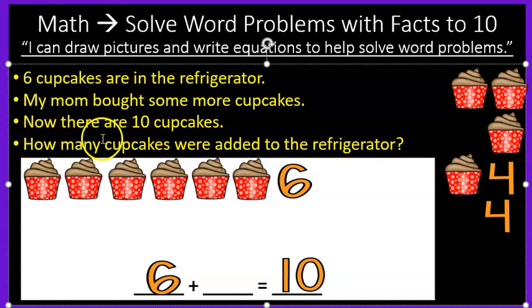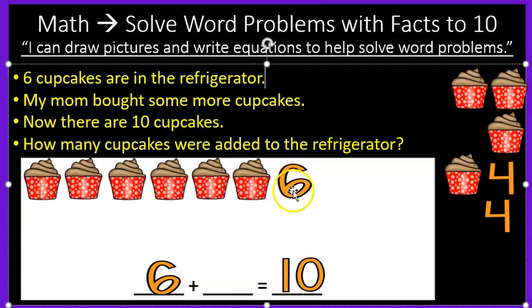How many cupcakes were added to the refrigerator? So now, boys and girls, they want us to now find this number here, okay? They want to know how many Mom bought. So, we're going to have to count from 6, stop at number 10, just like that number line that I used to have up there, okay? So watch me, okay? We're going to start at 6, we have to stop at 10, and then we'll be able to know the number here.